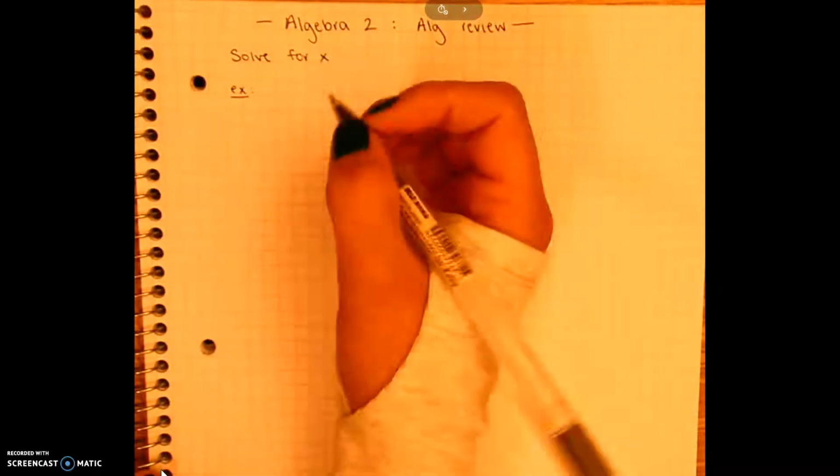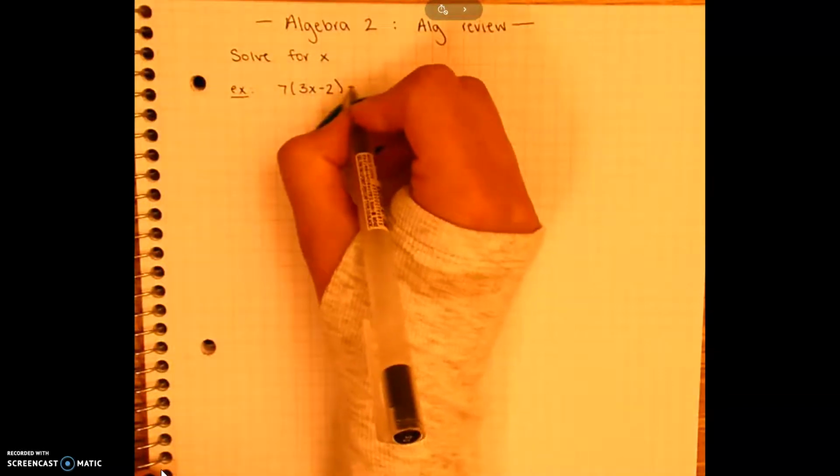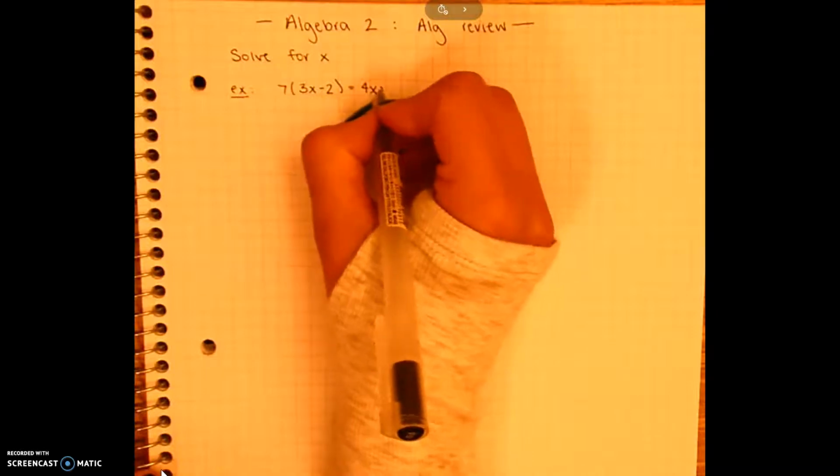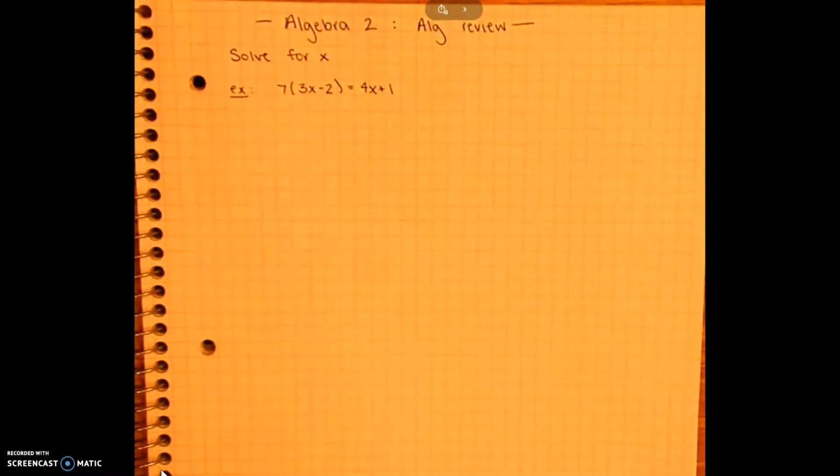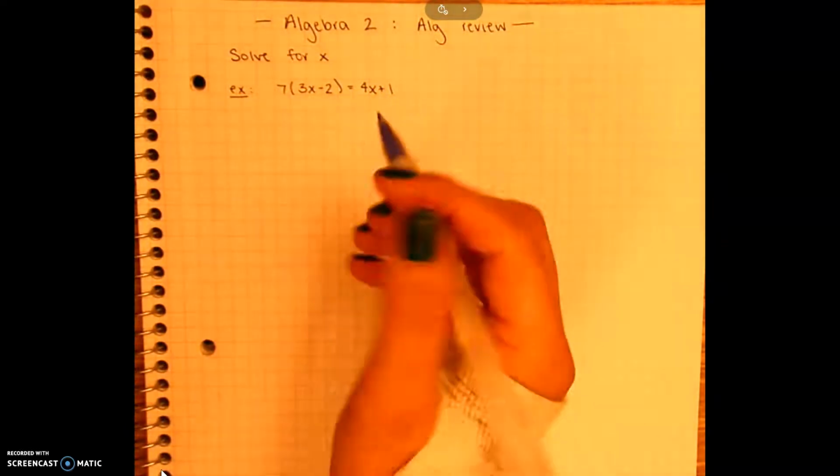Alright, so I'm just going to do a few different kinds of examples. The first one I want to do is solving for x. So one example of solving for x would be 7 times, in parentheses, 3x minus 2 equals 4x plus 1. So when you're solving for x, remember our goal is to get the x's on one side and everything else on the other side.